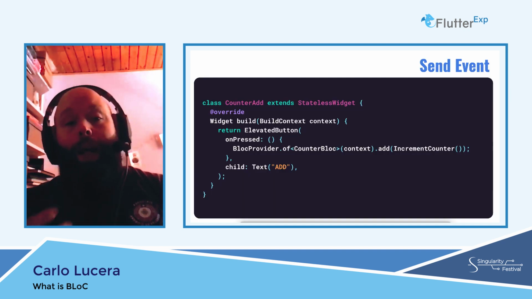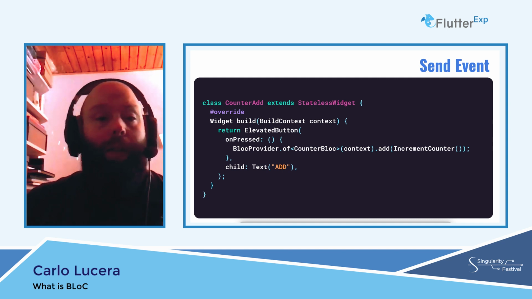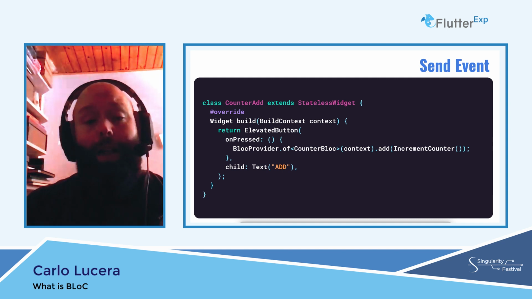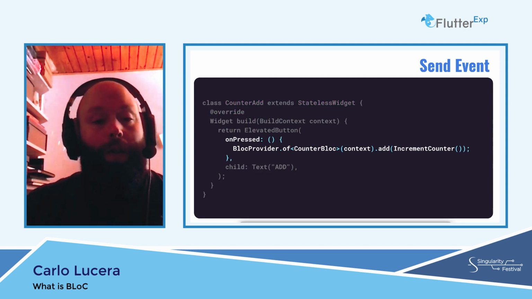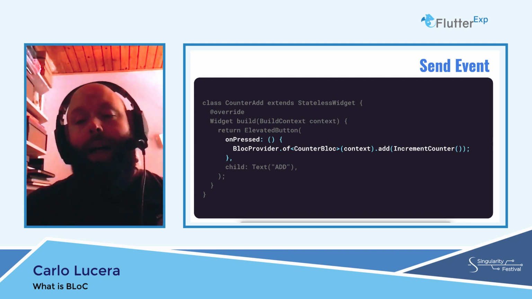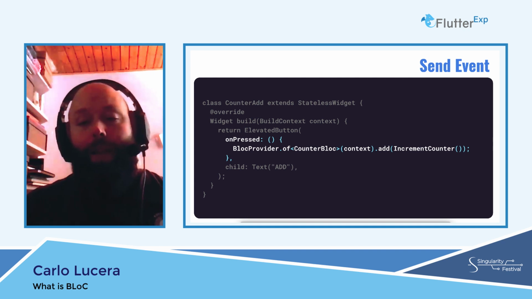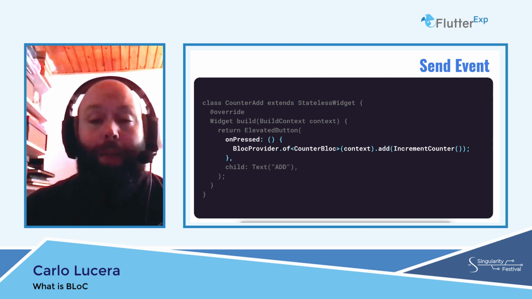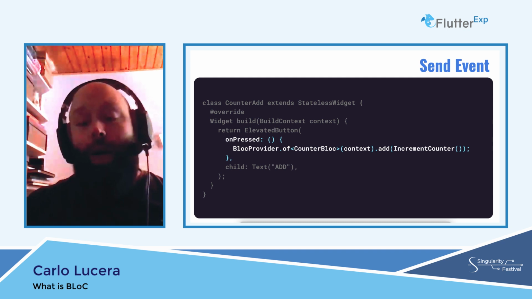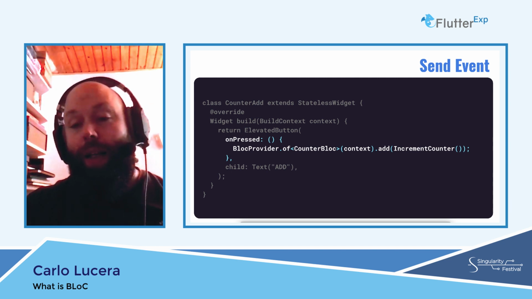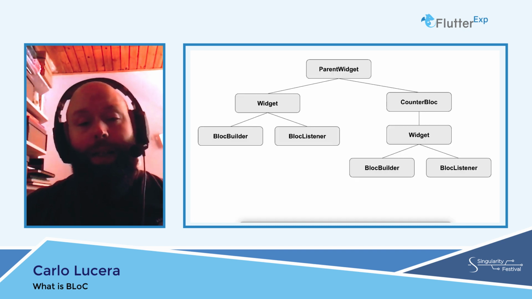So let's say that we want a button that I called counter add, and we want that button to increase the value of our counter. For that, I create an elevated button, and on the onPressed, I just get the instance of our block and add an event instance. This is useful because, as I said, it can be everything. So I can even put some parameters on the increment counter, and then I can use that inside the map event to state method of the block. In this simple case, we just add an increment counter instance.